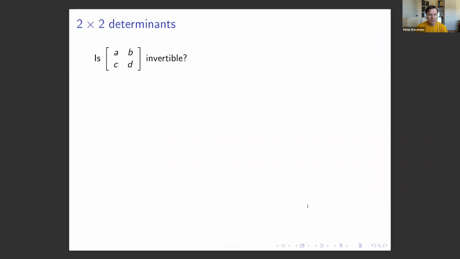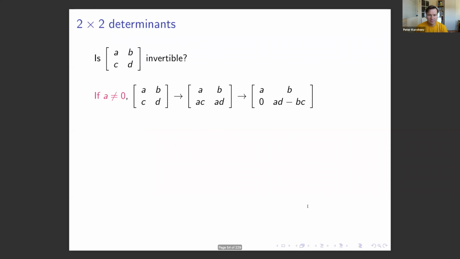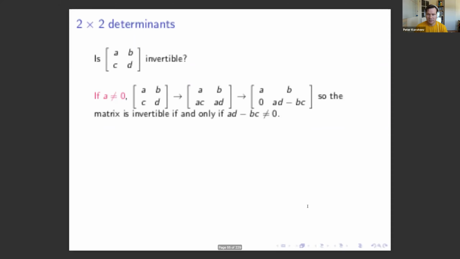Now, a quick reminder. We talked about this during the discussion, but nevertheless, is this matrix invertible? We need to look at several cases. When A is not equal to 0, we can do the row reduction procedure like this: multiplying the second row by A and the first by negative C. We can add them together and get this matrix here: A, B, 0, AD minus BC.